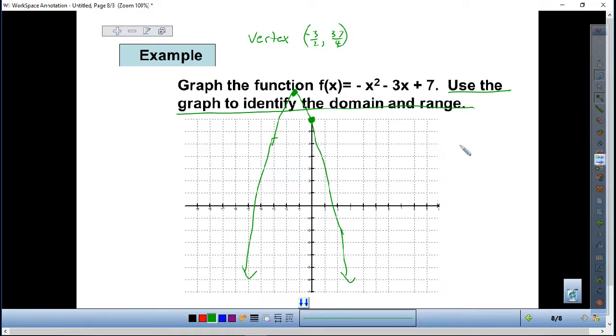So the domain is all reals, so -infinity to infinity. And the range, remember, you're always doing the range from the smallest value to the largest value. What's the smallest value this thing's going to have? -infinity. And it's going to go up to and include 37/4.